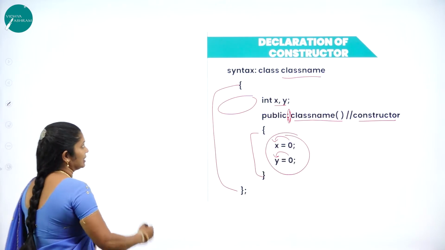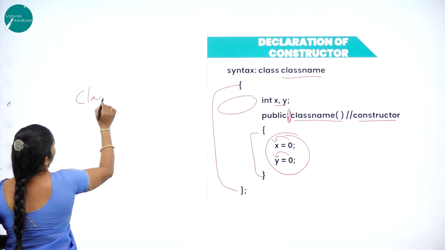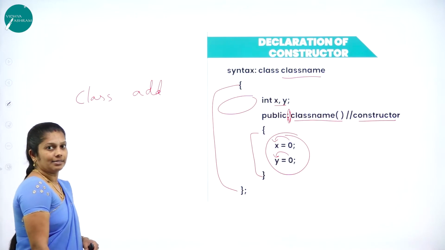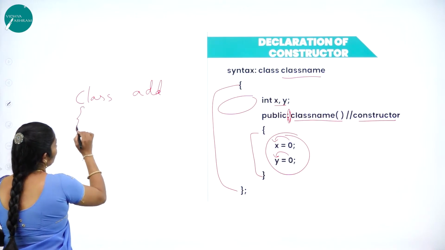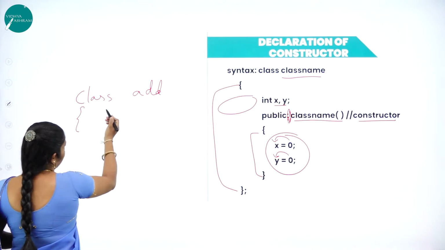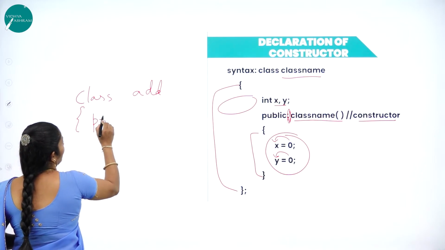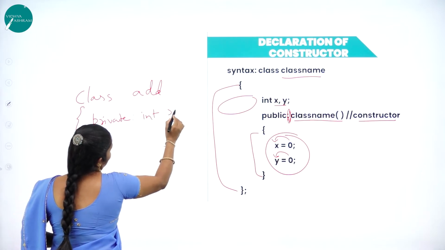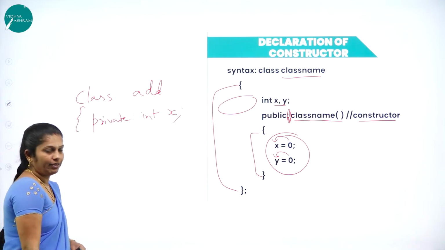I am going to give one more example. For example, class. In this class, the class name I am going to give is add. Add is the class name. Then here we are opening the class. Then in the private section, we are declaring the variable. In the private section, we are declaring int x for example. Only one variable we declared.